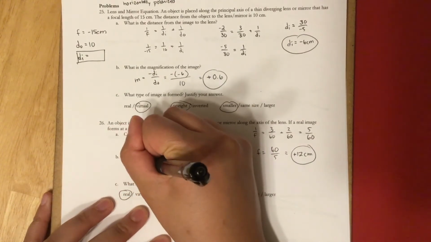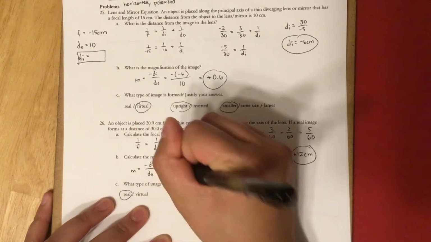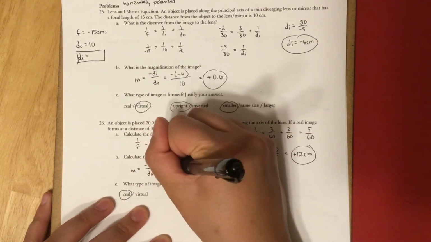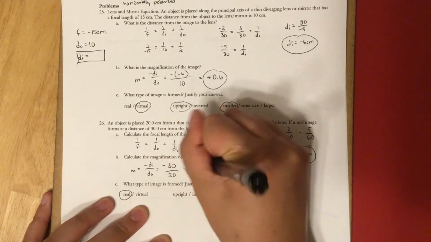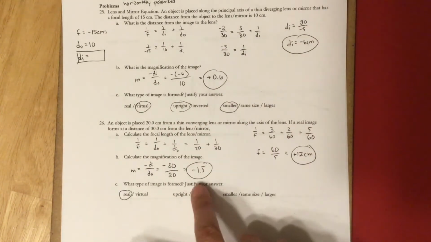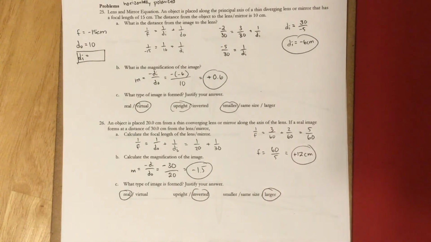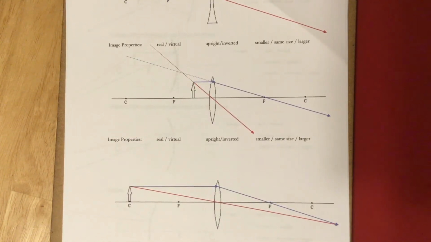Magnification is negative di over do. That's negative 30 over 20, negative 1.5. And I kind of expect that. So 1.5 means larger. Remember how I said we're not going to be asking you to draw your own ray diagrams, but we would like you to be able to interpret existing ray diagrams. So let's check to see if this one is correct.